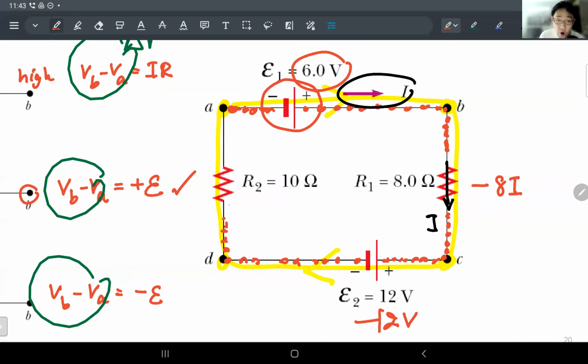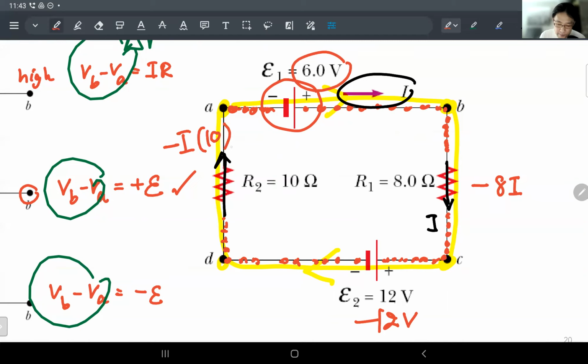And now I hit another R2. But R2 is now, we assume that the current is flowing clockwise. So I'm walking in the same direction as the current. So it means I'm going toward a lower potential. How much? It is going to be negative I times 10.